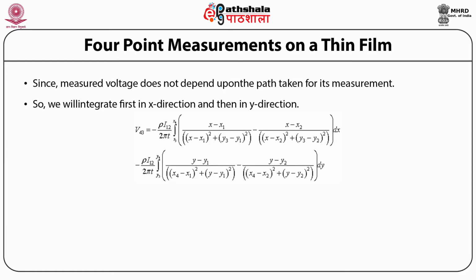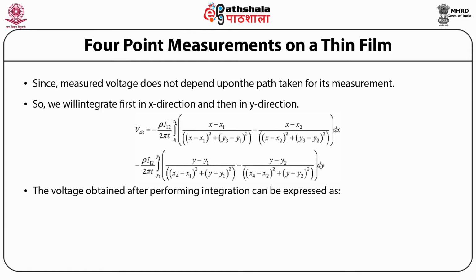minus ρ I12 divided by 2πt, times the integral from y3 to y4 of (y minus y1) divided by ((x4 minus x1) squared plus (y minus y1) squared), minus (y minus y2) divided by ((x4 minus x2) squared plus (y minus y2) squared), dy. The voltage obtained after performing the integration can be expressed as V43 equals ρ I12 divided by 4πt, times (L31 minus L32 minus L41 plus L42). Here Lmn equals ln of ((xm minus xn) squared plus (ym minus yn) squared).